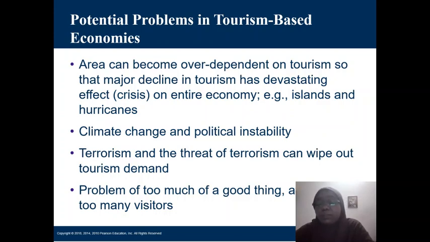Terrorism and the threat of terrorism can also wipe out tourist demand. When people are aware that a particular place is not safe, they will be discouraged from visiting such destinations. The problem of too much of a good thing, attracting too many visitors, is also a potential problem for tourism-based economies. When something is too much, too much of it will also cause a kind of potential problem, because you have many visitors to cater for.